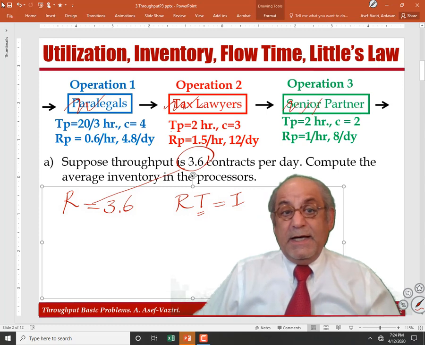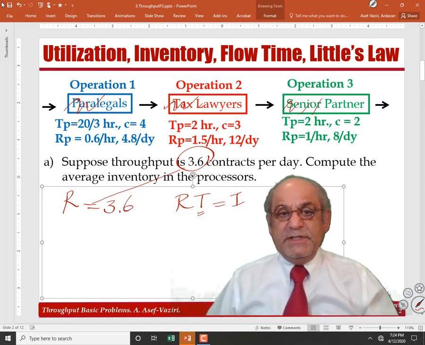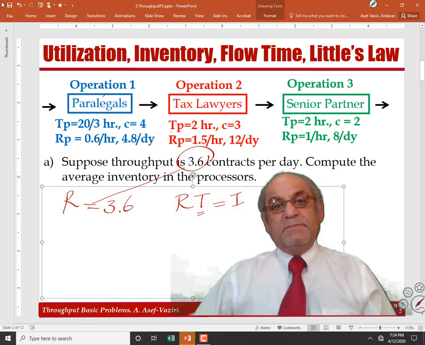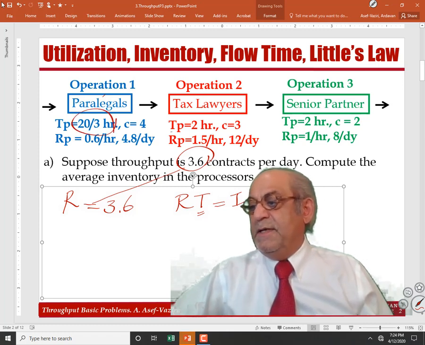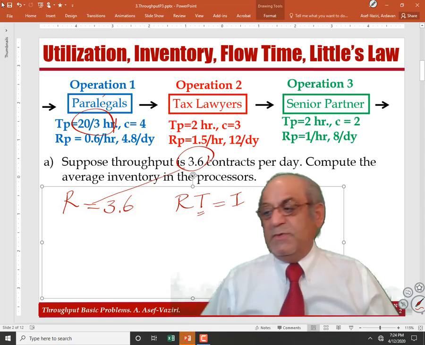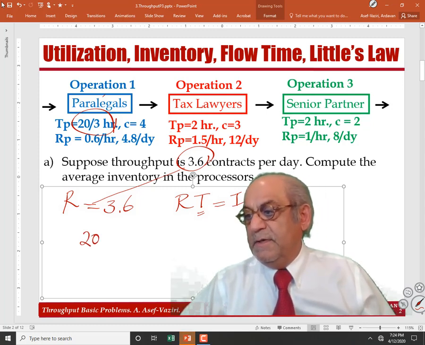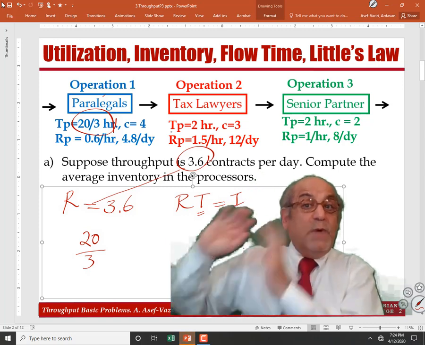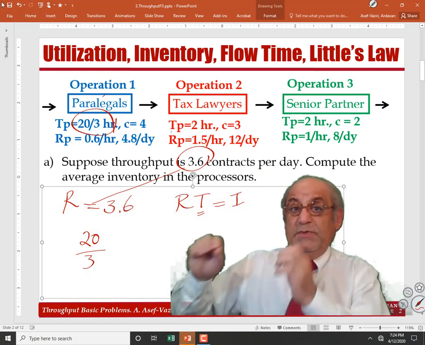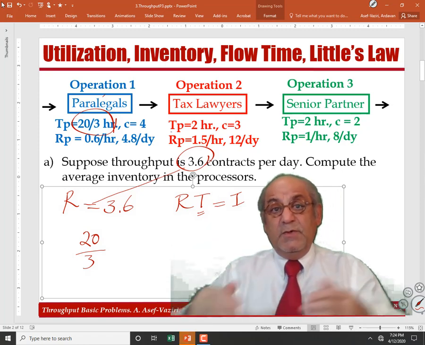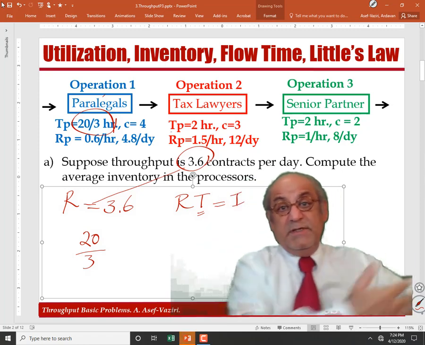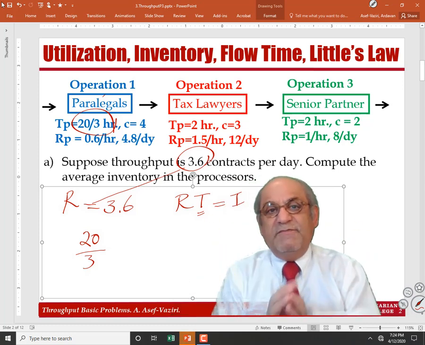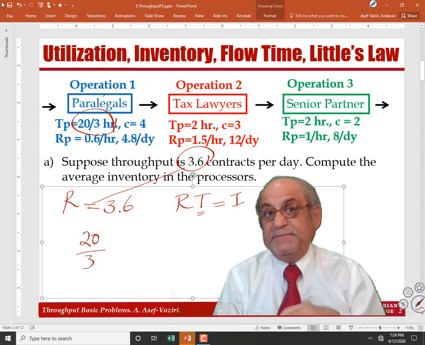Okay, let's see how much time each flow unit spends with each of these resources. When a flow unit comes in, it goes to station 1, and the time that it spends over there is 20 divided by 3. No matter if I have 1 resource unit or 100 resource units, when a flow unit comes in, when an application comes in, it should go into one of them and stay for 20 divided by 3 hours.